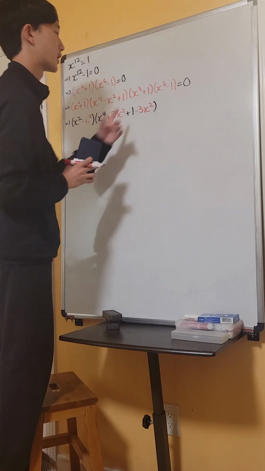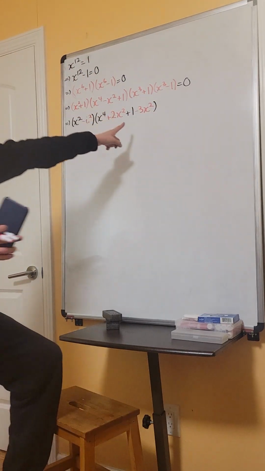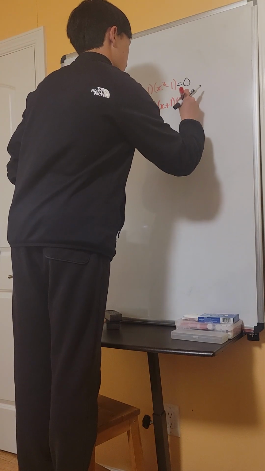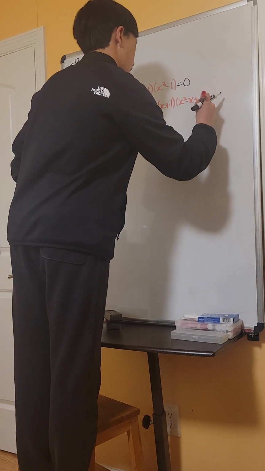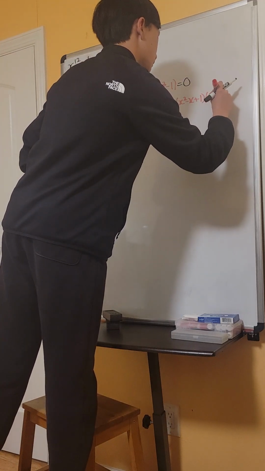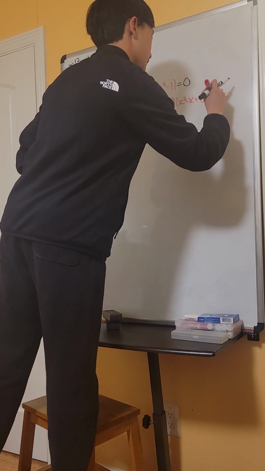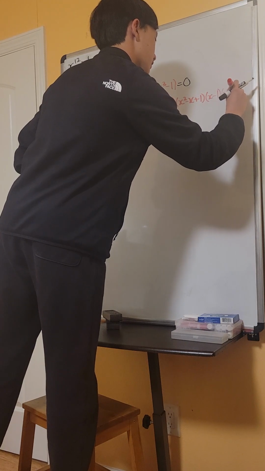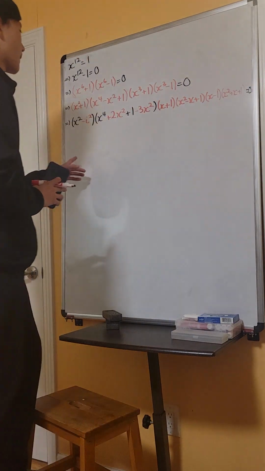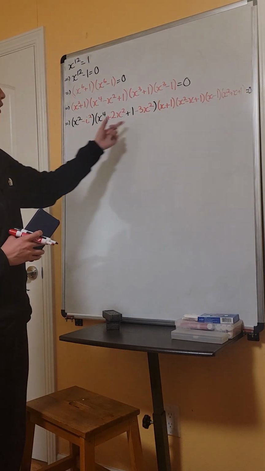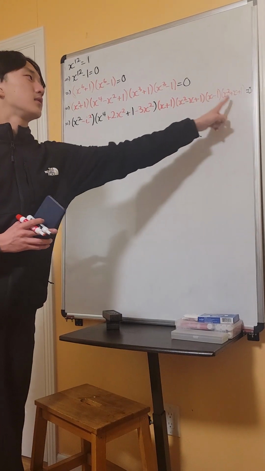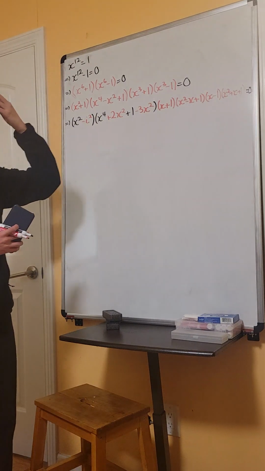Okay, and then sum of cubes there: x plus 1 times x squared minus x plus 1. And then difference of cubes here. So you get x plus 1, and the difference of cubes is x minus 1, x squared plus x plus 1. And this is equal to 0. So, this is linear, it's quadratic. These are basically irreducible, but they're the same quadratics as we faced before.